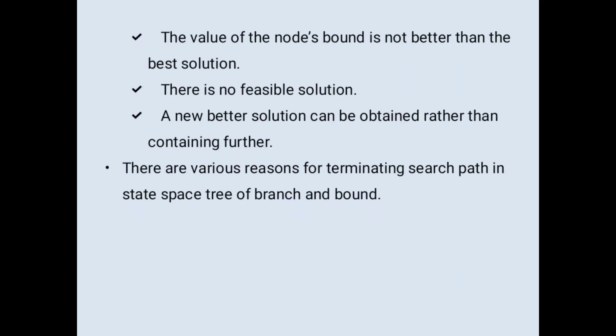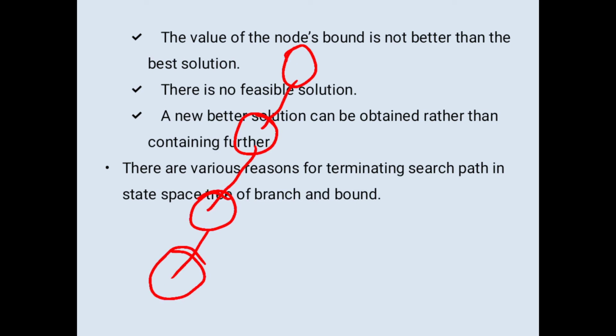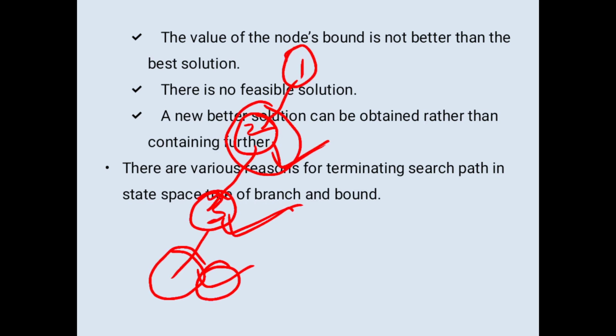The first one is that the value of the node's bound is not better than the best solution. For example, take this as the root, and this is the problem. Then we can find another solution, so many solutions are there. This node is expanded, this node is also expanded, but this one is not expanded. For example, this is 1, 2, 3. The node 2 is not a feasible solution.